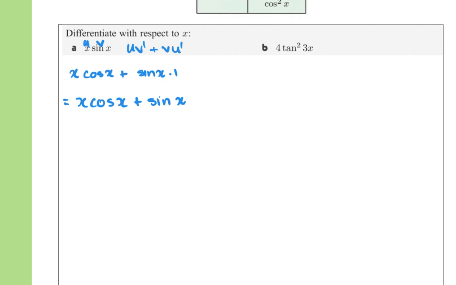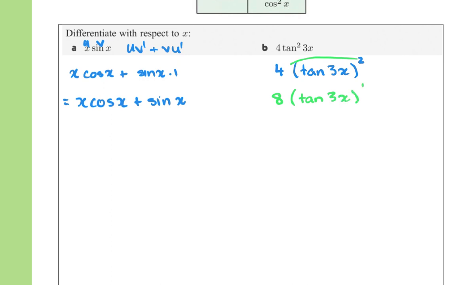Right, now this second question needs you to understand how squares work with trig functions. This is the same as writing 4 tan 3x all squared. It's important to be able to separate them because this is an easier way to differentiate. Okay, so we're going to bring that 2 down. I'm using the chain rule here. 4 times 2 is 8. Leave what's inside the bracket.